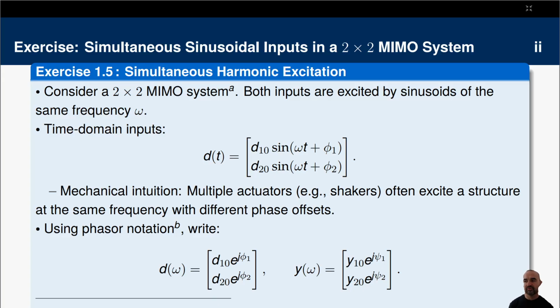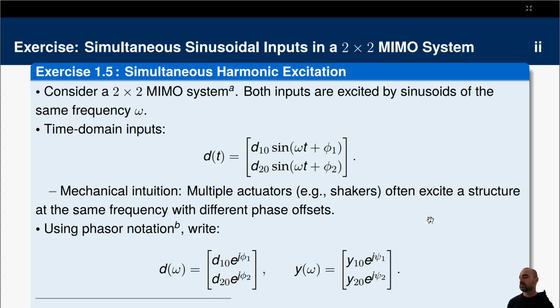And same frequency, you might think, why same frequency? But the same frequency is not really a limitation. Think about, for example, a plate, and at various points on this plate, we're going to apply the same frequencies, but we're going to apply them with different phases, for example. So this is a concrete real-world example, essentially.